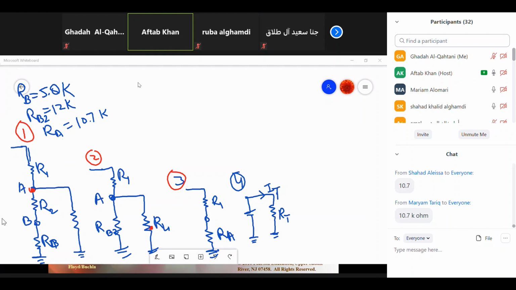RT is how much? Total. Because now RT will be R1 plus RA because they are in series. Correct? So it is 22.7 K. Now calculate IT.